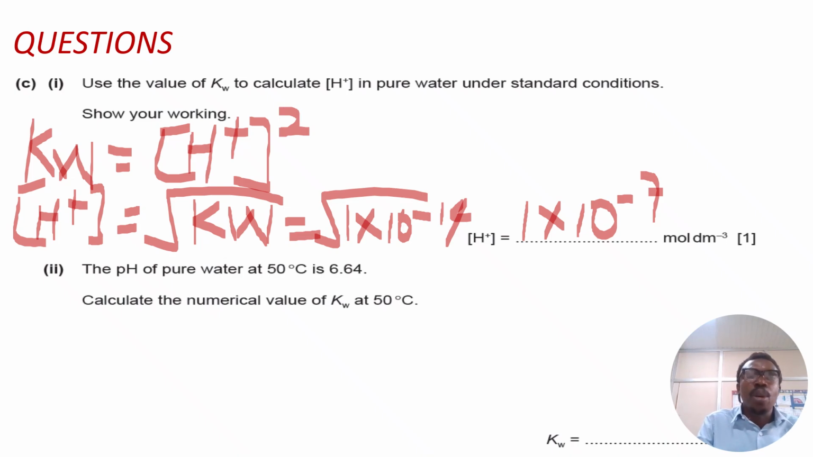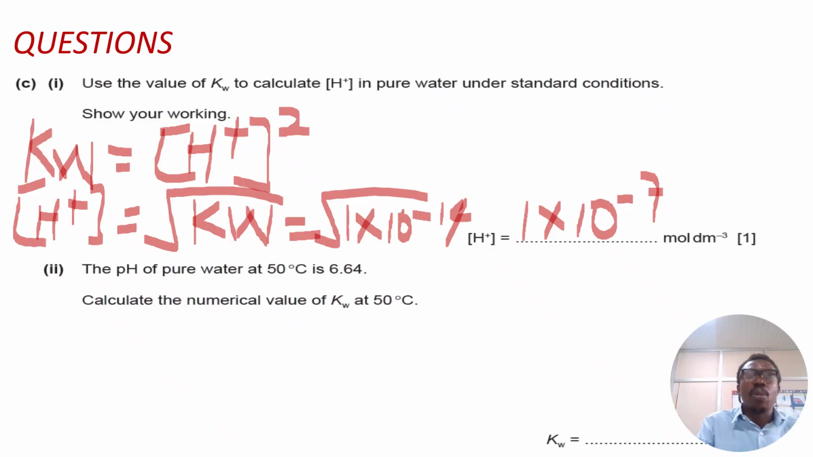Now let's look at the next question. The pH of pure water at 50 degrees Celsius is 6.64. Calculate the numerical value for Kw at 50 degrees Celsius. So what do we do? Use our formula.